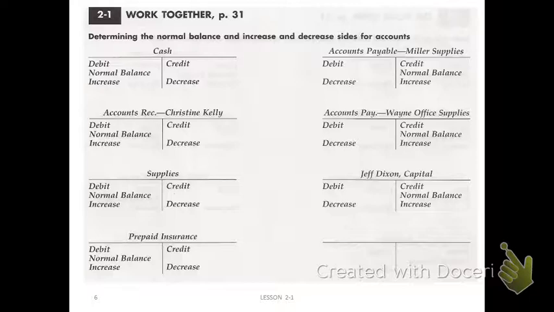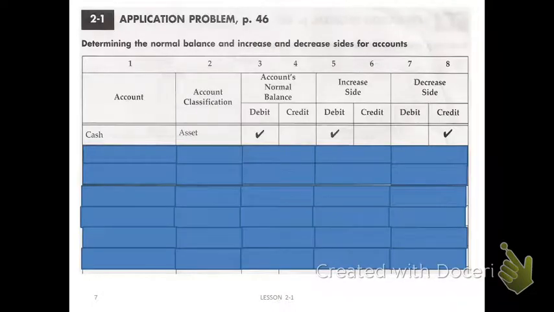So you're going to go ahead now and complete the 2-1 on your own, just like we did here. The directions are also on page 31. When you're finished with that, you're going to move on to your 2-1 application problem. This is on page 46 in your textbook for the directions. Very similar to a T account, but they want a little bit more of a detailed response as to how an account increases and decreases.